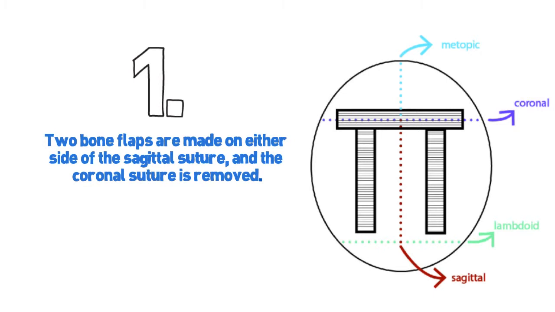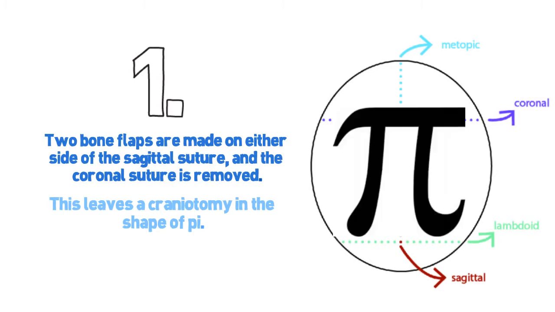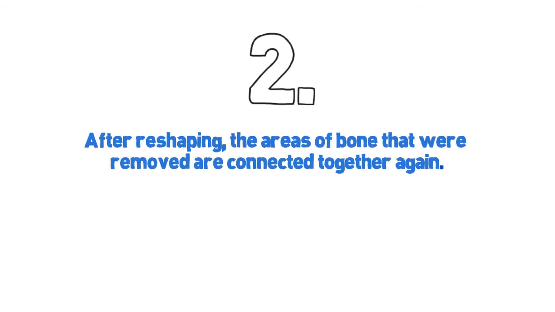In this diagram, these areas are shown in a shaded pattern. This leaves a craniotomy, or a temporary removal of bone flaps, in the shape of the symbol pi. Second, reshaping is done by the surgeon, and the segments of bone that were removed are connected together again. This process is patient-specific, and the surgical team will tailor any reshaping to the unique patient's head.